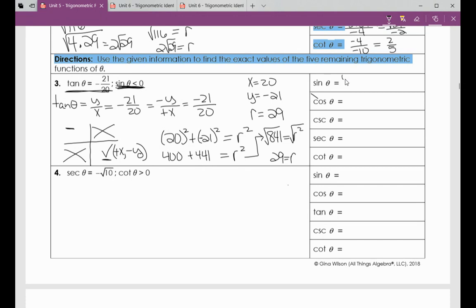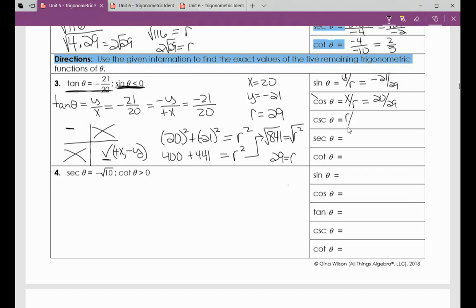The sine ratio is always y over r, so that would be negative 21 over 29. Your cosine ratio is always x over r, so that would be 20 over 29. And I can't reduce either one of these fractions. If you can reduce the fraction, reduce the fraction.